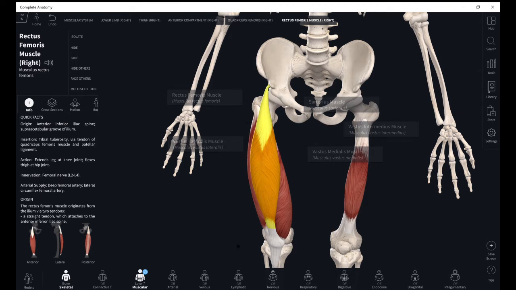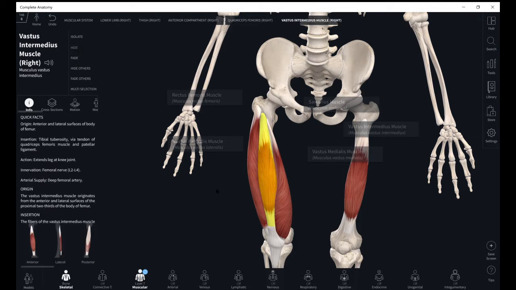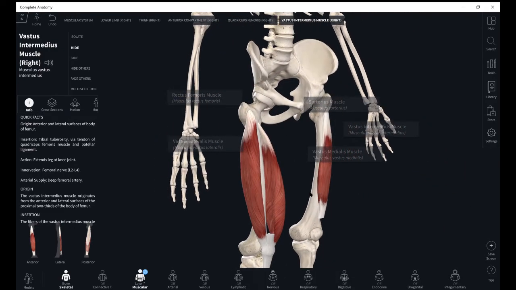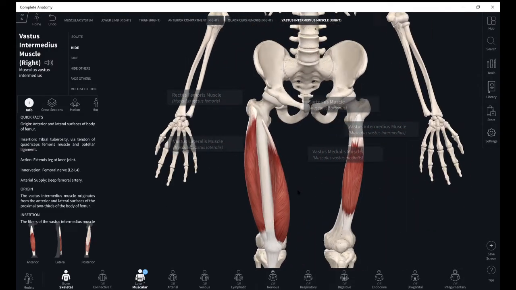I will hide that, and Vastus Intermedius as well. Okay, that gives us down to Vastus Medialis and Vastus Lateralis. Let's look at Vastus Medialis first.